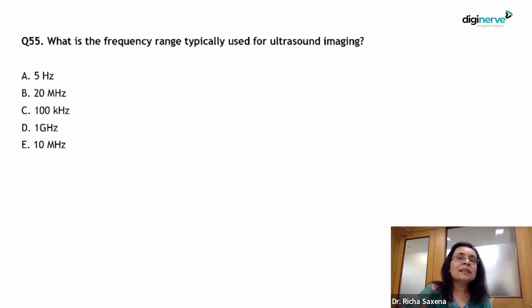What is the frequency range typically used for ultrasound imaging? So there can be variations of this question. They can ask you the range used for transabdominal ultrasound. What is the frequency? Or for TVS, they can ask you. For TVS, the frequency range is higher, and for TAS the frequency range is comparatively lower. So in this case you have to consider both, so this becomes about 10 megahertz.